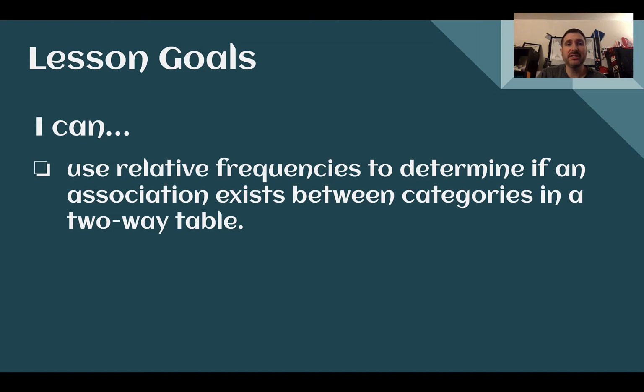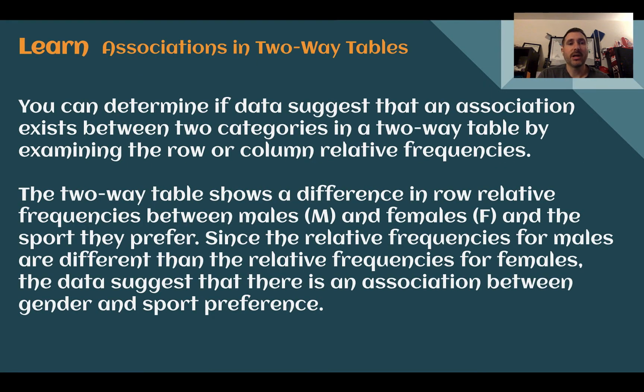After this lesson, you need to be able to use relative frequencies to determine if an association exists between categories in a two-way table. Let's learn. Associations in two-way tables. You can determine if data suggests that an association exists between two categories in a two-way table by examining the row or column relative frequencies.